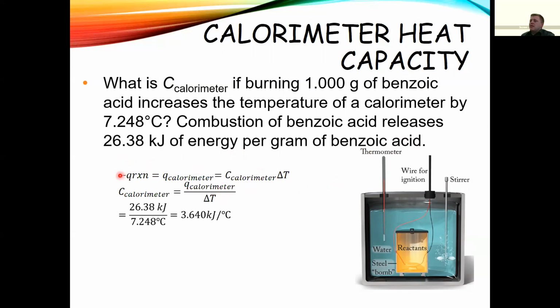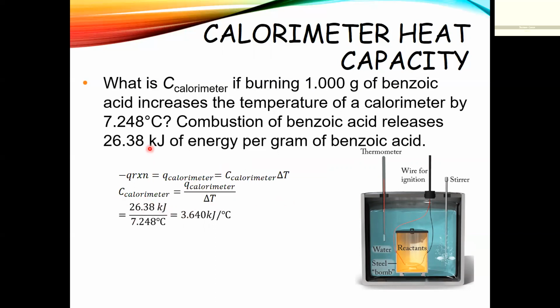So then we just set up our equation like before. We say the negative heat given off by our reaction is equal to the heat absorbed by our calorimeter, and that's equal to the heat capacity of our calorimeter times the change in temperature of our calorimeter. This C right here, the C of our calorimeter, is what we're looking for. So we're just going to solve for that. So C will just be equal to Q divided by delta T.